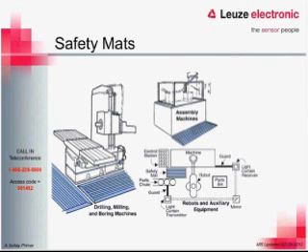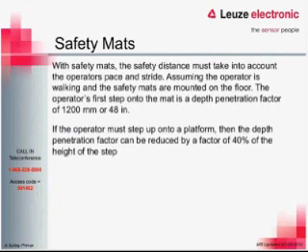Another thing to look at is safety mats, which are not as popular, but we do see those from time to time. For a safety mat, the safety distance must take into account the operator's pace and stride, assuming the operator is walking and the safety mats are mounted onto the floor, which in general they are. The operator's first step onto the mat is the depth of penetration factor of 1,200 millimeters or 48 inches. So in a safety mat mounted on the floor, depth of penetration is always going to be 48 inches. So simple thing to remember, easy to do.